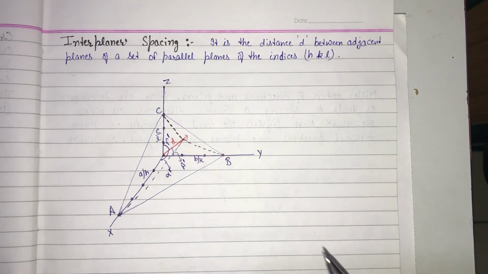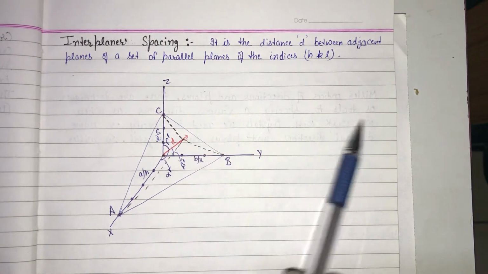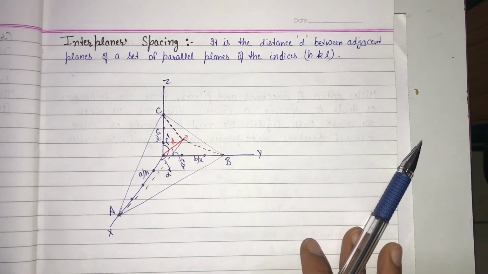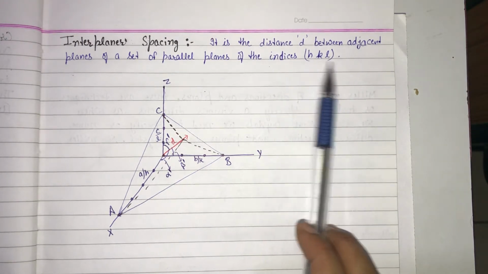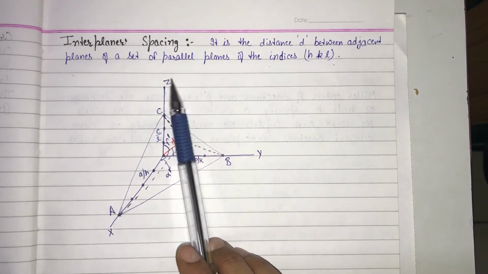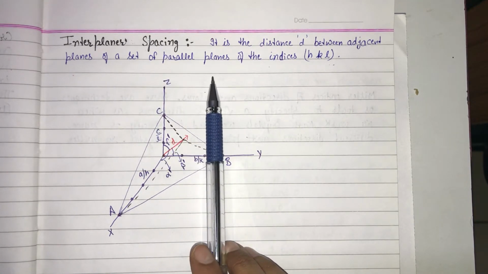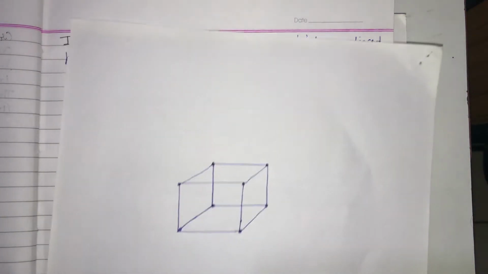Hello students, today's topic is interplanar spacing. Interplanar spacing is the distance between adjacent planes of a set of parallel planes having Miller indices HKL. Now to understand interplanar spacing, let's start by considering a simple unit cell in which the coordinate axes are orthogonal.